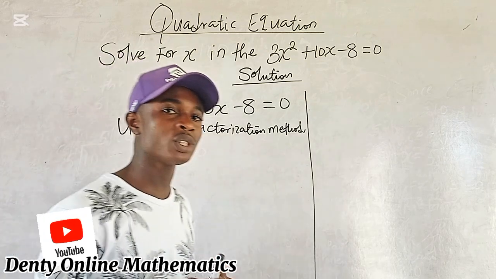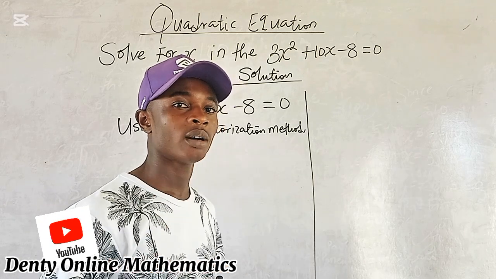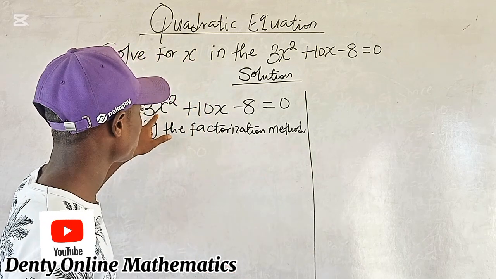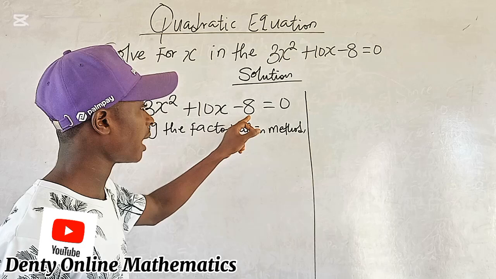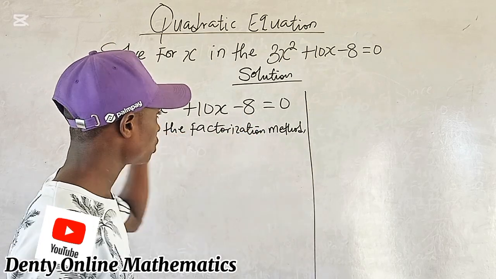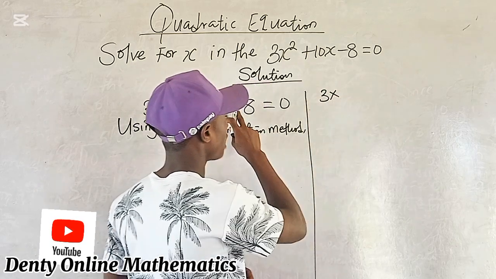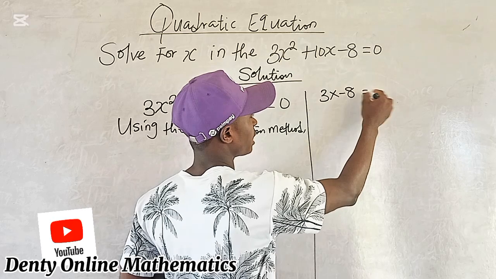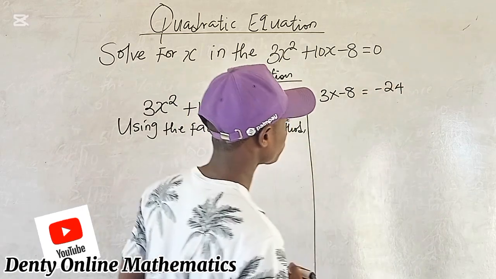So whenever the coefficient of x squared is greater than 1, we will use that coefficient to multiply the last term or the constant term. You use this 3 to multiply 8. So 3 times, what we have here is minus 8. We always work with the sign. So 3 times minus 8 will give us minus 24.